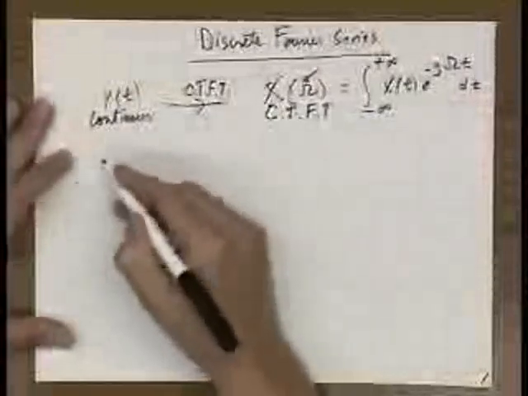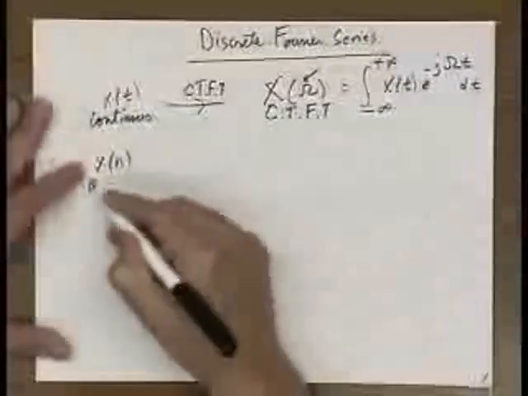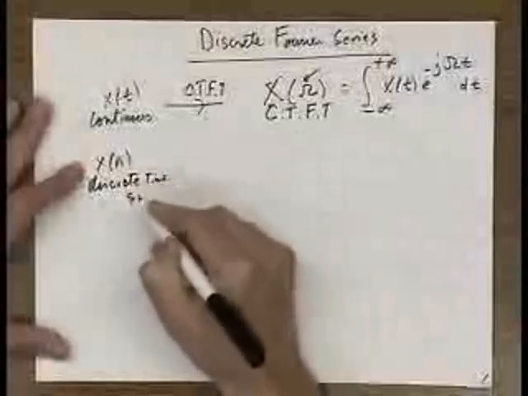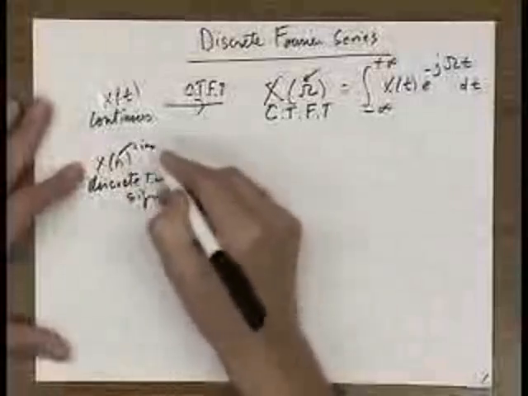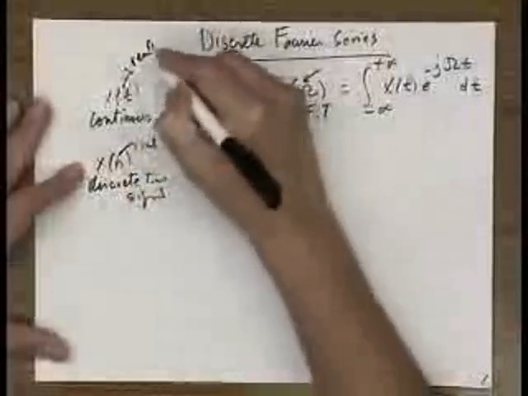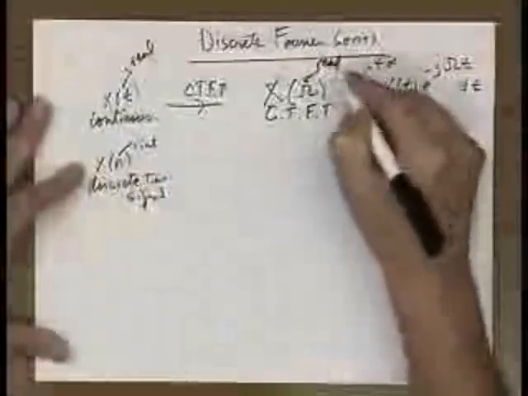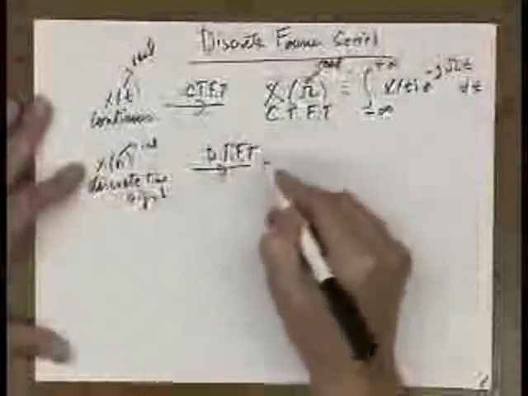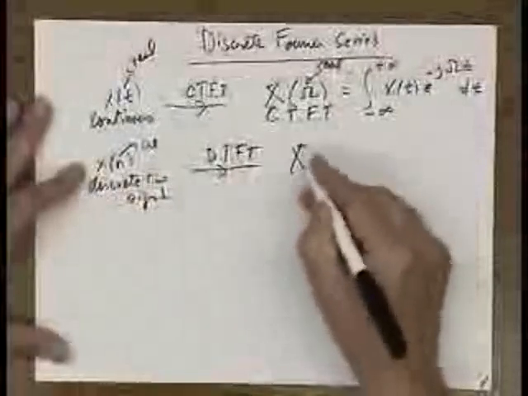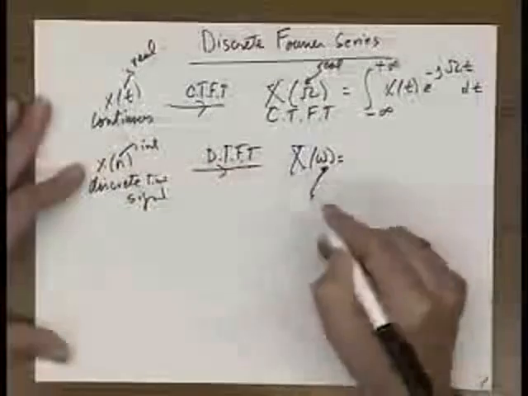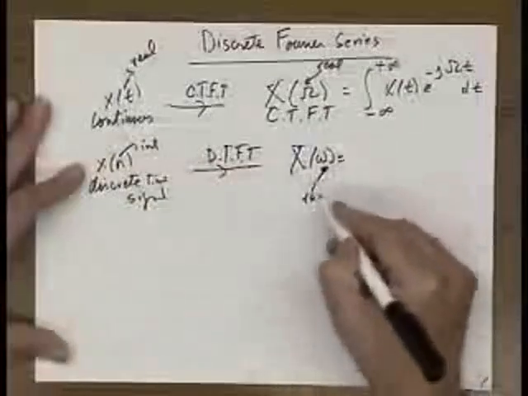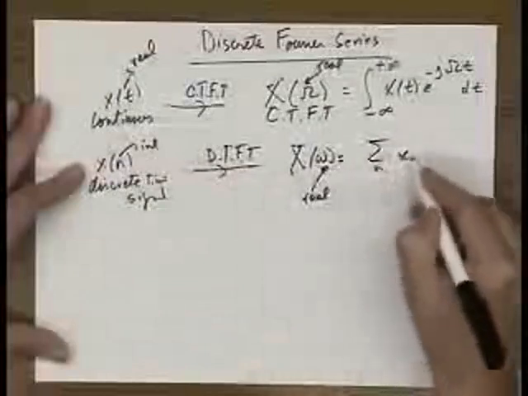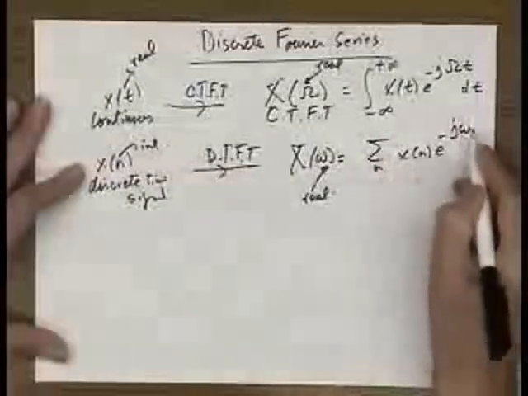Then we started off this class with a different one. We start with a discrete time signal. That means this n is an integer. Here this one was real, this one was real, here this one is integer. We did DTFT, which is the first topic we covered in this course, which I'm sure you'd seen in 120. And it resulted in x of omega, where omega again is real, and it was a summation over n, x of n, e to the minus j omega n.